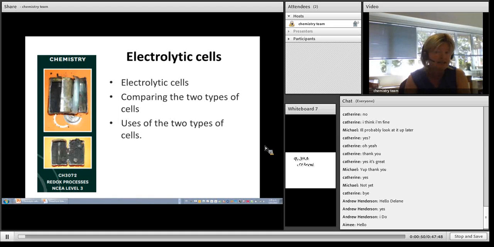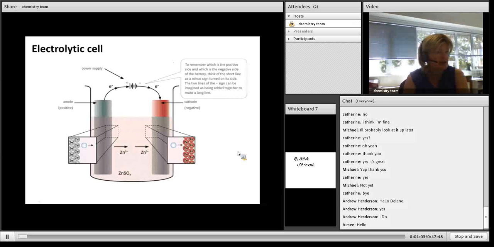What we're going to look at is electrolytic cells, and then do a comparison with what we looked at last week with the electrochemical cells, galvanic cells, and we'll look at a few uses. So this is the electrolytic cell.